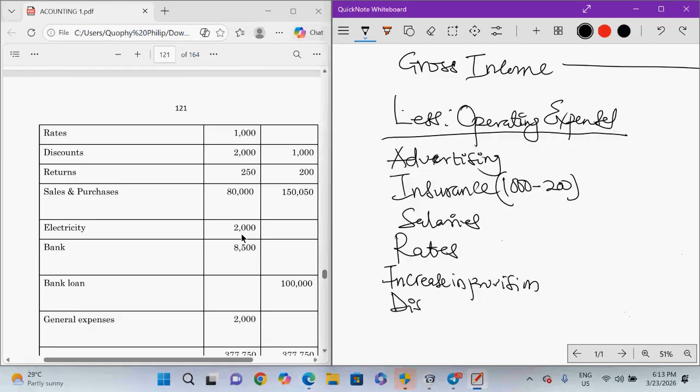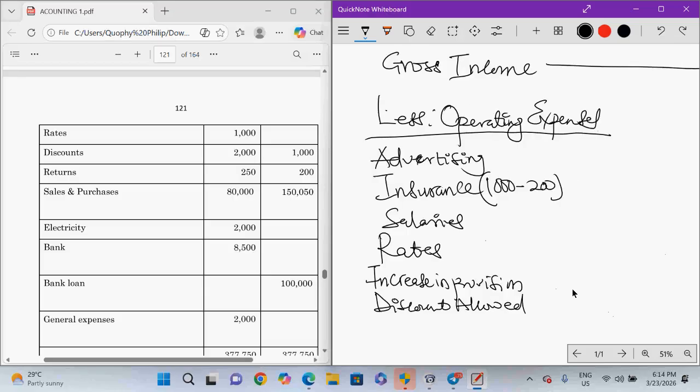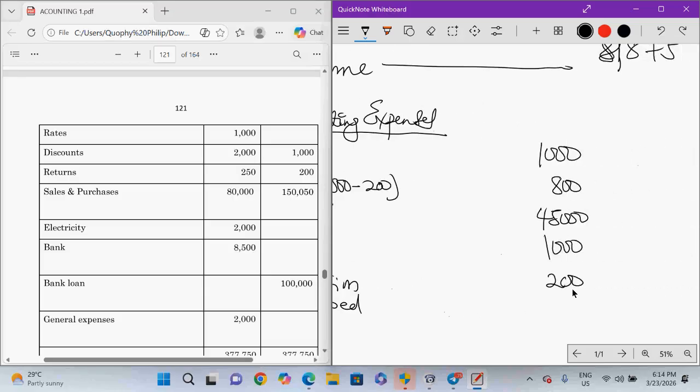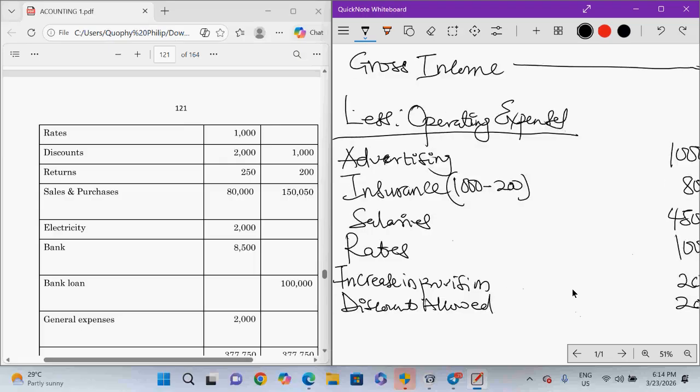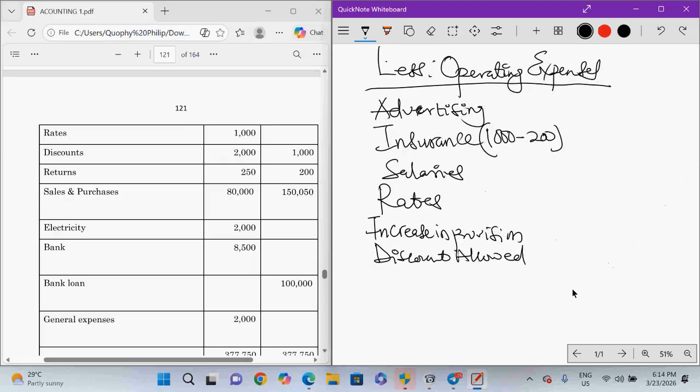Discount allowed. Discount allowed is what? 2,000. Discount allowed has a debit balance, so it will be at the debit side. It's an expense, so it's having a debit balance. So it will be 2,000. So you see, they'll be marking you, so just enter the transactions as you see. Just enter them. You get marks for them.